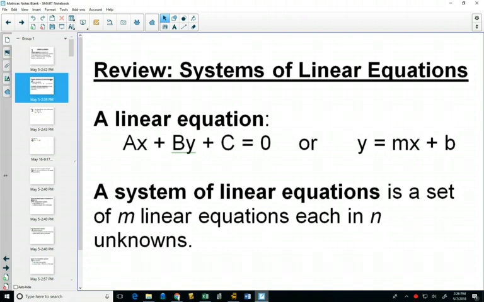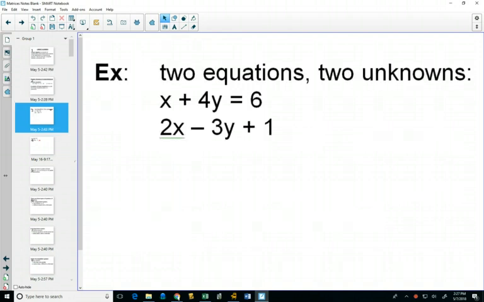And a system of linear equations is when you have more than one of these and more than one thing that's unknown. So for example, here's two equations and two unknowns. What value of x and y makes both of them true? Do you remember ways that you could solve this?